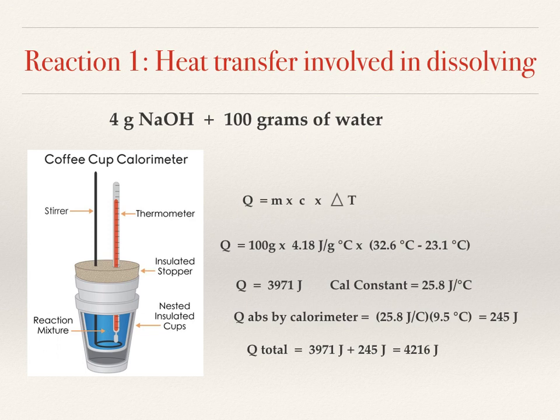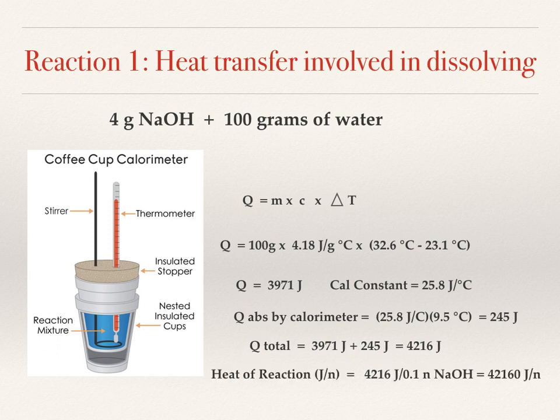Now we want to take into consideration the moles of sodium hydroxide, because our moles of sodium hydroxide are going to be different in our reactions. 4 grams of sodium hydroxide is equivalent to 0.1 moles. So if we take our 4216 joules of energy divided by our 0.1 moles, we come up with around 42,160 joules per mole of energy, and that is our heat of reaction in joules per mole.